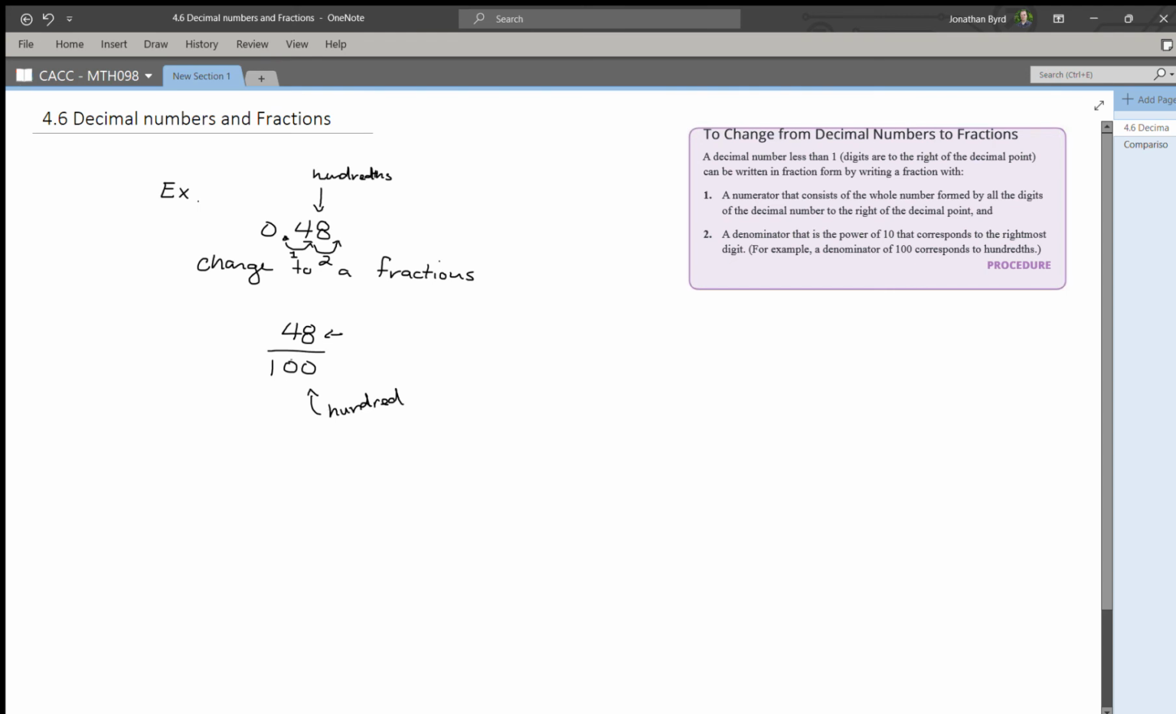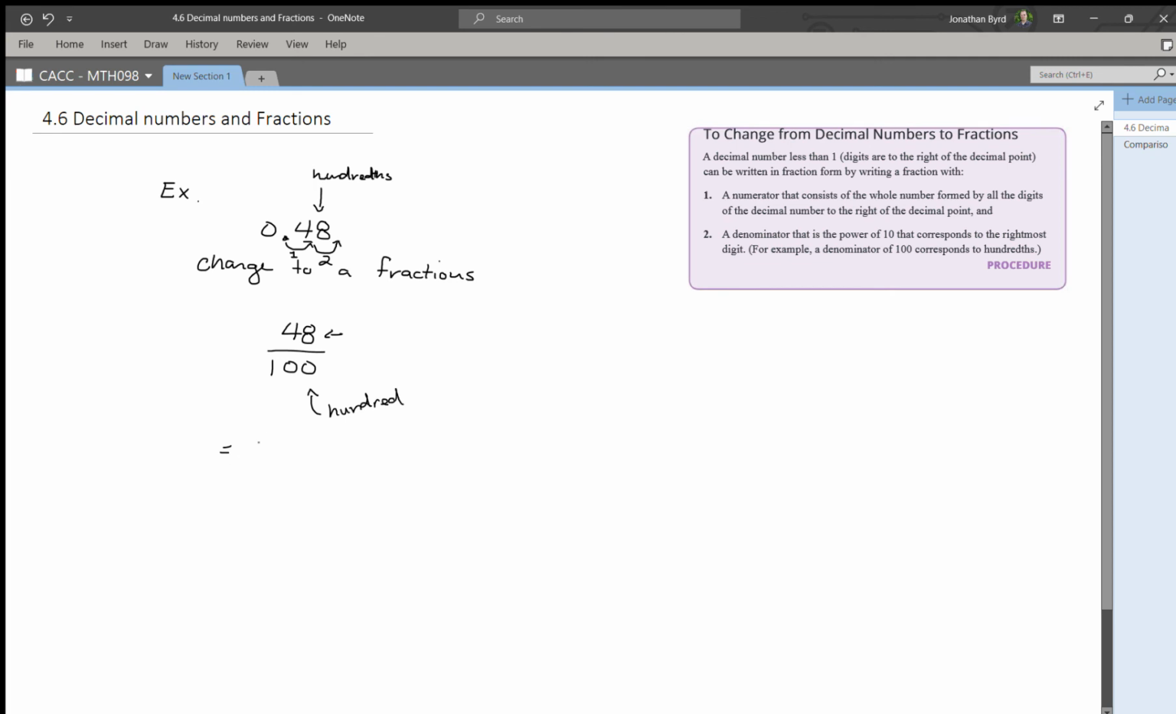Now, in actuality, we would want to then simplify 48 over 100 down to its most simplified form. But in this case, if we're just strictly asked to change from a decimal to a fraction and not told to reduce, then we might decide that not reducing is okay. If we wanted to, remember there's a couple of different ways of doing that.